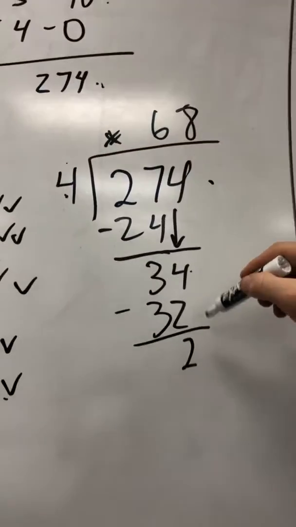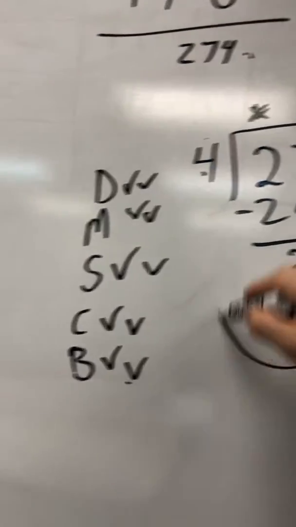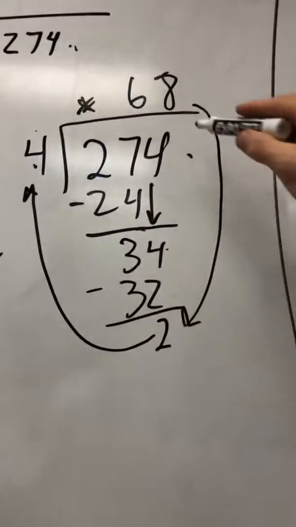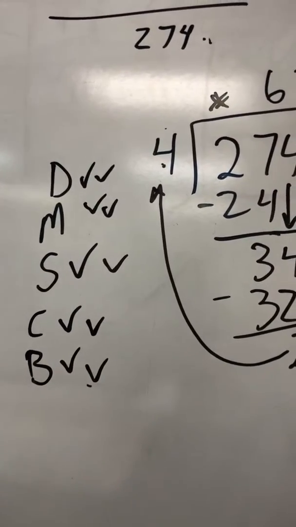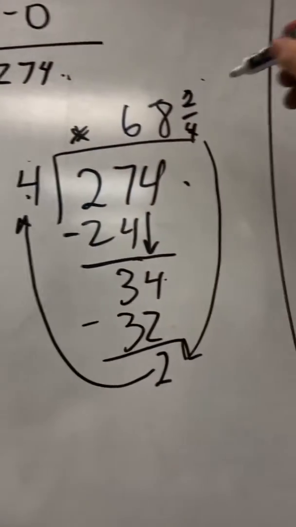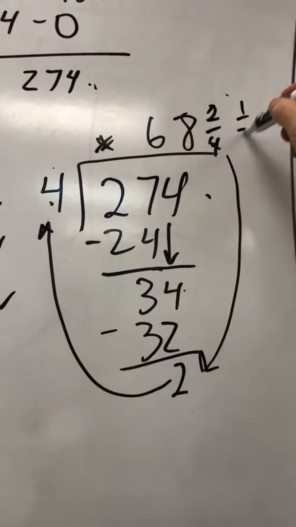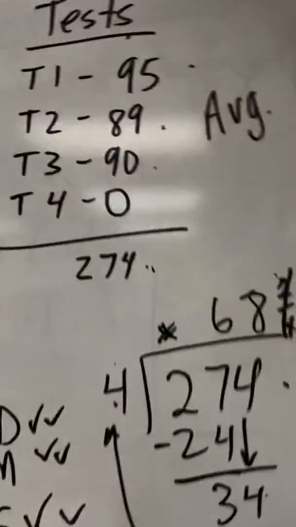Now this one's kind of wacky. You're not going to have to do any hard problems like this. But to write your answer as a fraction, I like to say you read the clock. So that's 68 and 2/4. Well, we learned recently when we were working with all those fraction pieces, 2/4 really becomes 1/2. So 68.5 is my average.